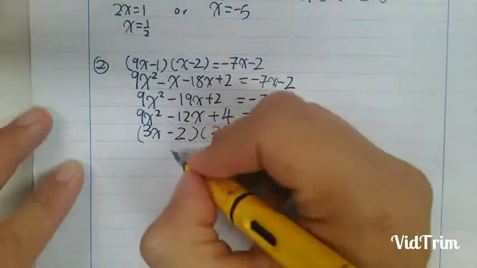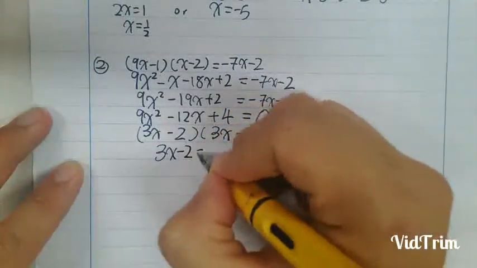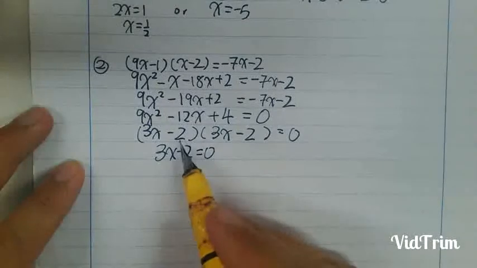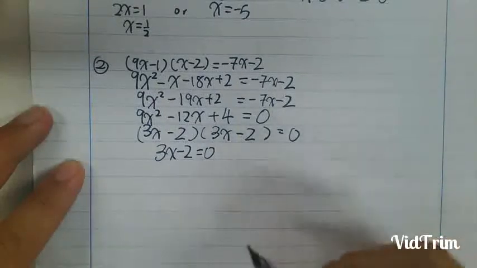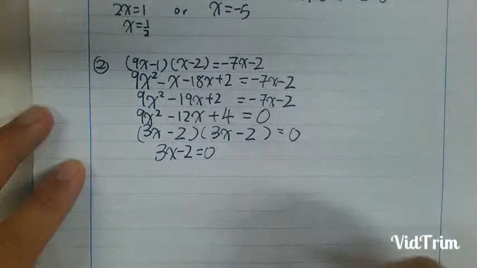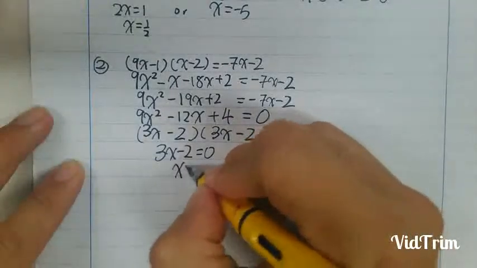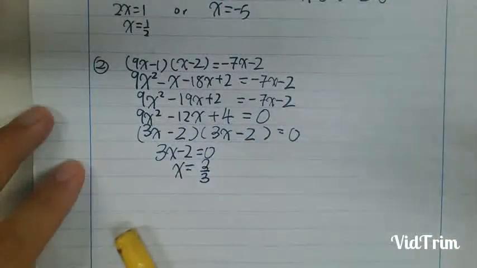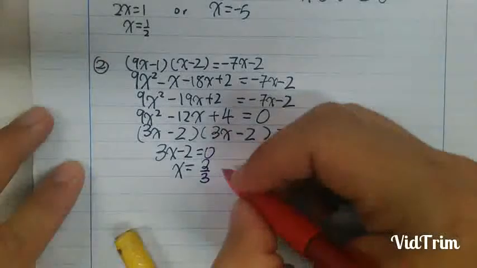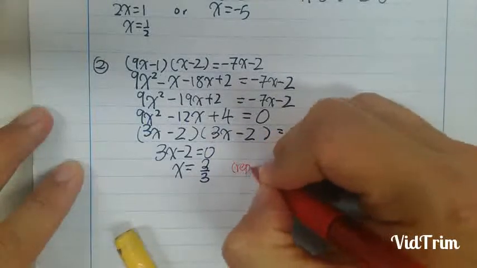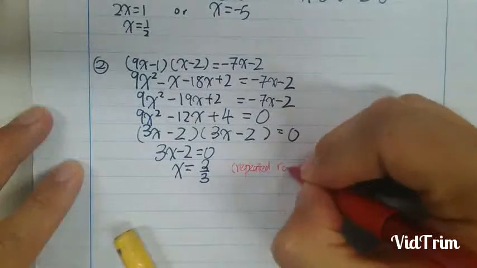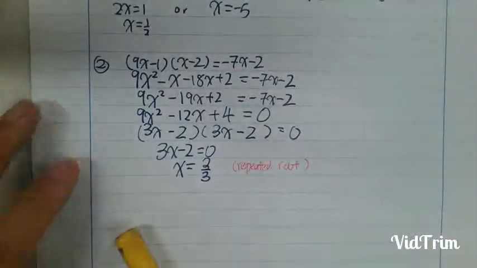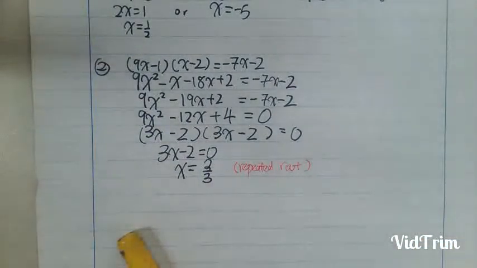So we can say that 3x minus 2 is equal to 0. Notice that this is 3x minus 2, this is 3x minus 2. That means they have the same root. So in short, I only have one answer where x equals 2/3. This is a case whereby it is called a repeated root. That means both x answers or both roots are the same.